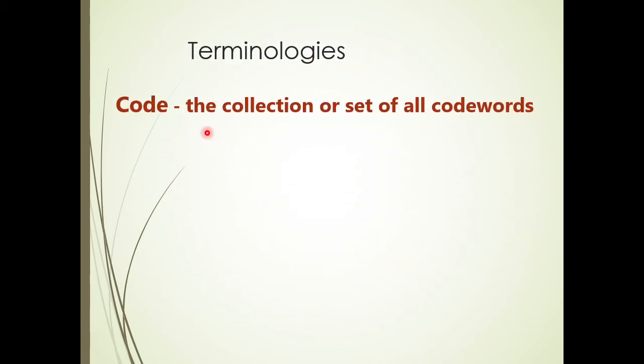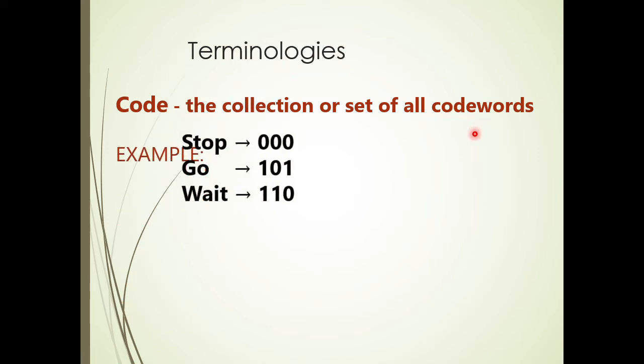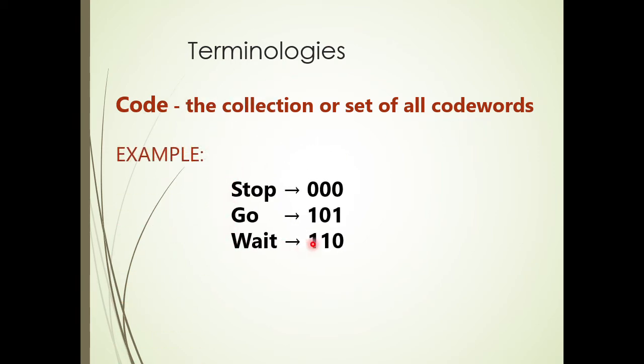Now, a code is the collection or the set of all code words. As an example, again, this is our source coding. This is our set of valid messages. Then the corresponding strings of zeros and ones associated to our valid messages is the code. We usually represent the code with the symbol C. So our code in this case are 000, 101, and 110.